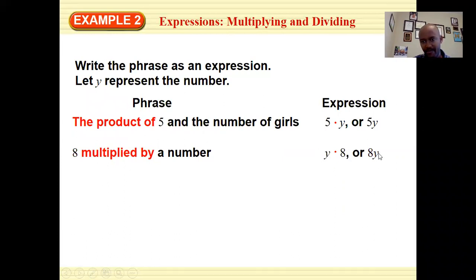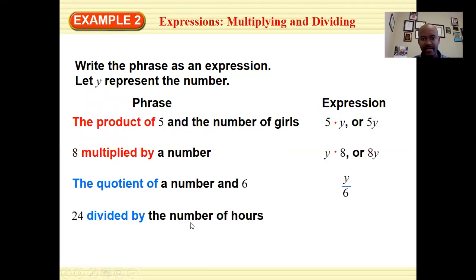The order is very important when you're writing it without the multiplication symbol. You're always going to put the number before the letter. Quotient suggests division. And look at how we write this. We write it as a fraction. y divided by 6. That's what this means. Quotient means division. And 24 divided by the number of hours. We're using y again, so it's going to be 24 divided by y, written like a fraction.